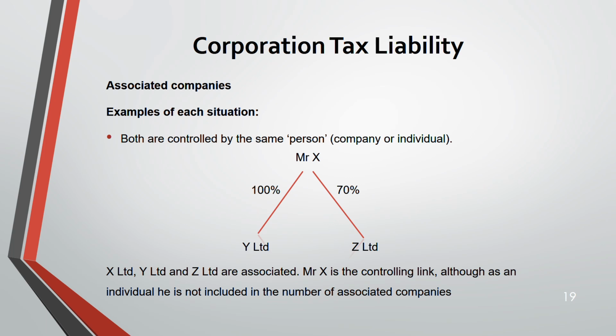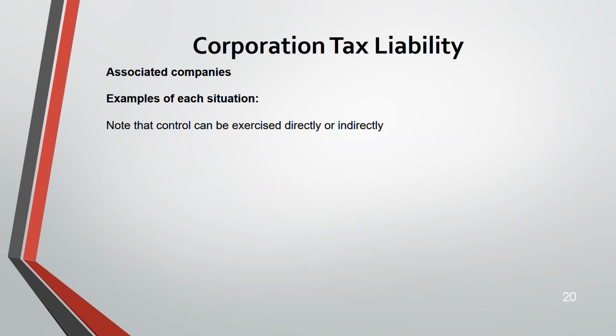But because Mr. X is an individual, he will not be included in the number of associated companies. It's only Y Limited and Z Limited that will be included in the associated companies.